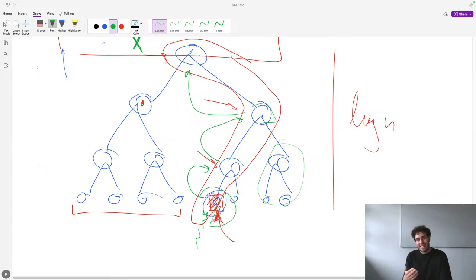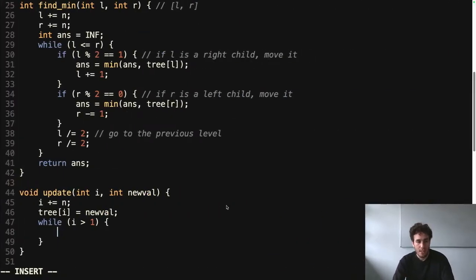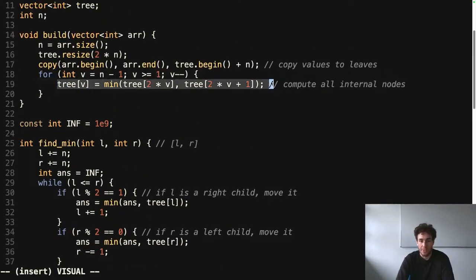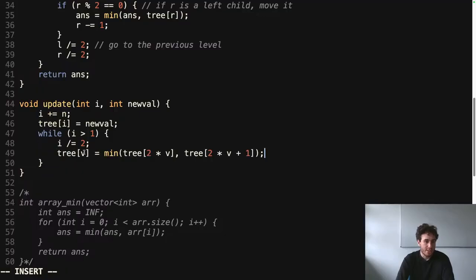Only values that are relevant to this vertex change. This value is only contained in the parents, right? So while I'm not in the root, I go to the parent. Going to the parent is always dividing by 2. And then I recompute the value here. Computation of values, we already know how to do that. We do it as in this build operation. Let's just copy it from here, just it's not for v, but for i. So I compute it as the minimum of 2 children. And this is it. This is my update function. I just set a new value in a leaf, and then I go up, recomputing all the values there.